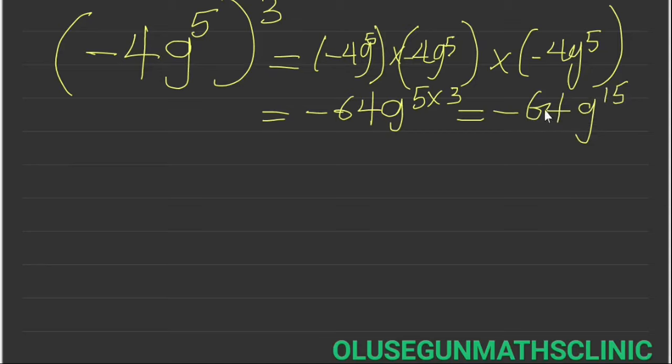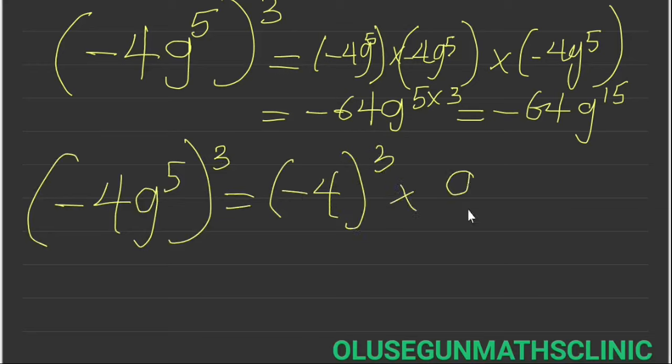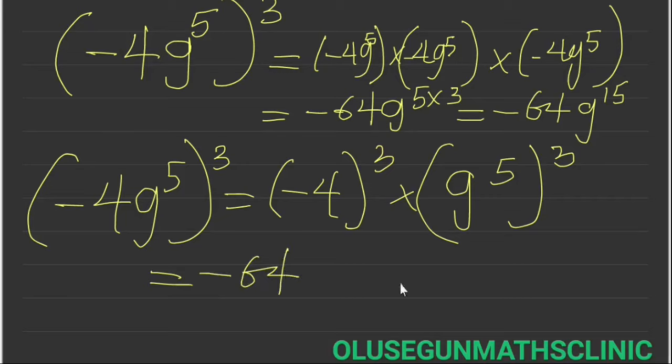Now, to make it in a quick way, if we have a question like this, g raised to power 5 all raised to power 3, you will just write it as minus 4 raised to power 3 times g raised to power 5 all raised to power 3. So minus 4 raised to power 3 will give you minus 64, and 5 times 3 will give you g raised to power 15. That's all. So this is how you're able to solve this question without any problem.